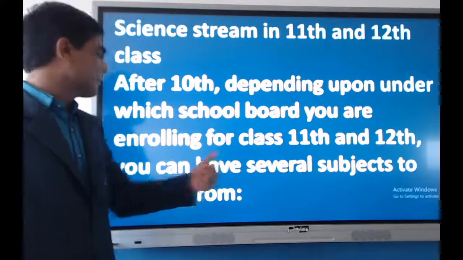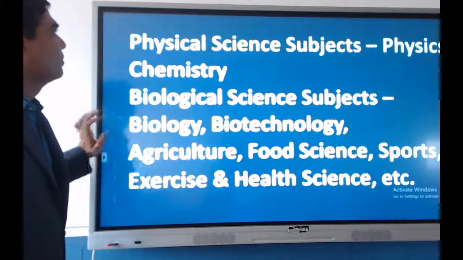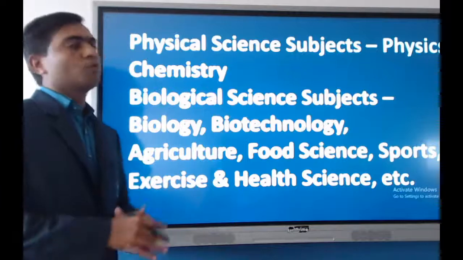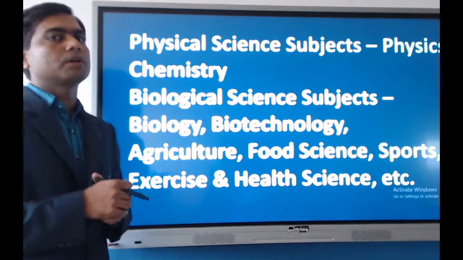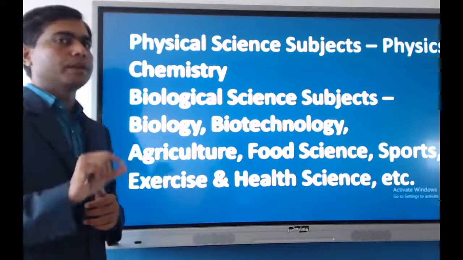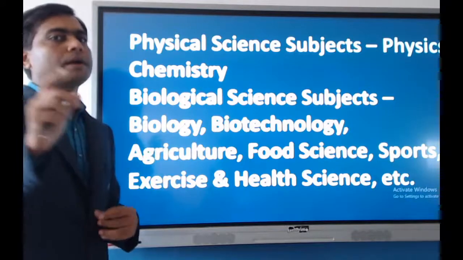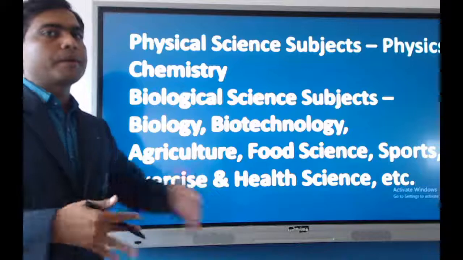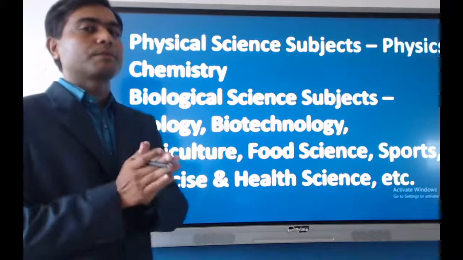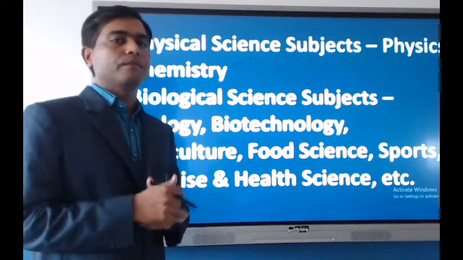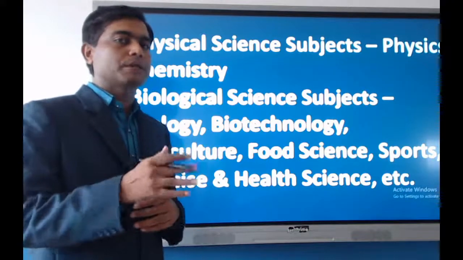You can have several subjects to choose from. In science, for example, in 10th class you learned three subjects in science only, physics, chemistry and biology, and maths was separate. But when you come to the PUC science stream, you learn four subjects equally, that is PCMB, which is called physics, chemistry, maths and biology.